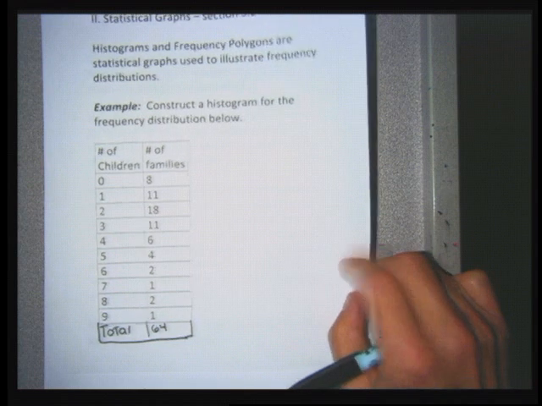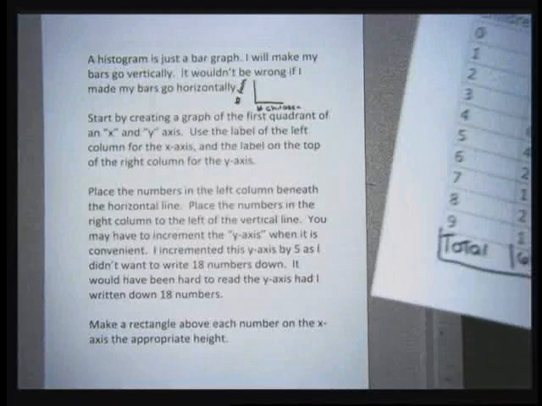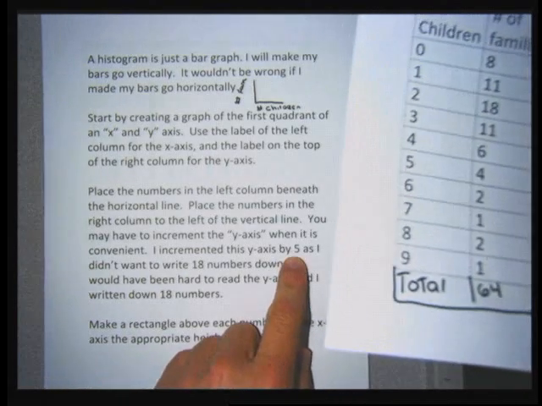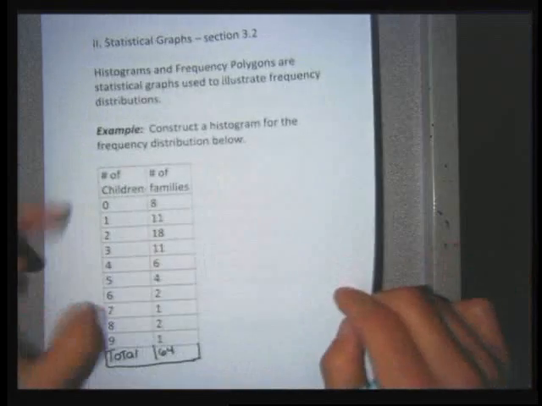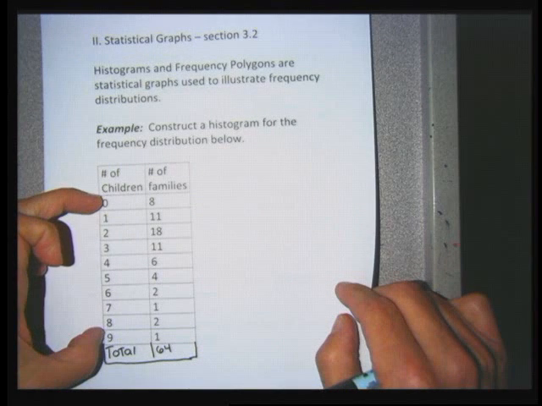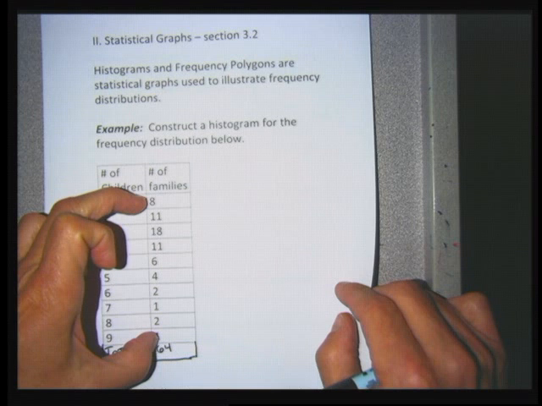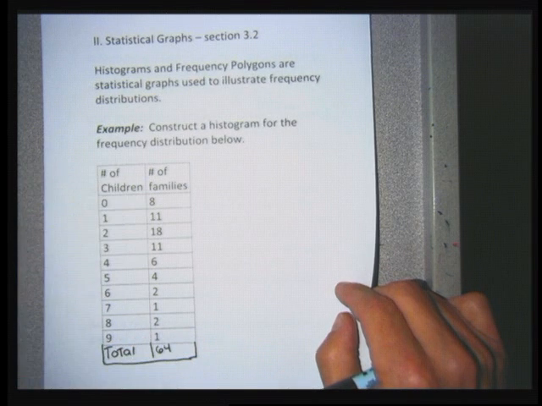And for this problem, I'm incrementing my Y axis by 5. So when I finally get to the graph, on my X axis you're going to see the numbers 0 through 9, but on the Y axis you'll see 0, 5, 10, 15, and 20, rather than 1, 2, 3, 4, 5, 6, 7, 8, 9, 10, all the way to 18.